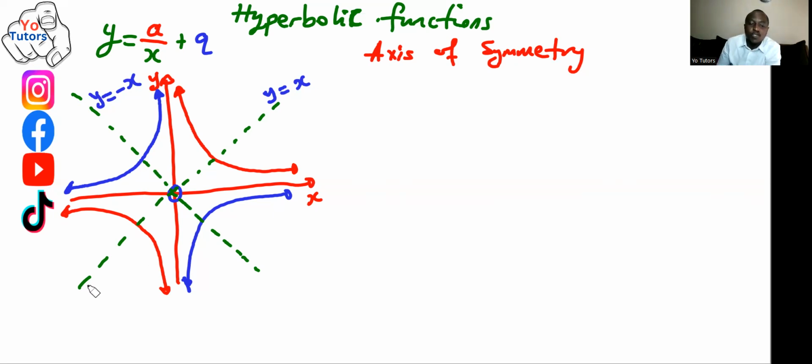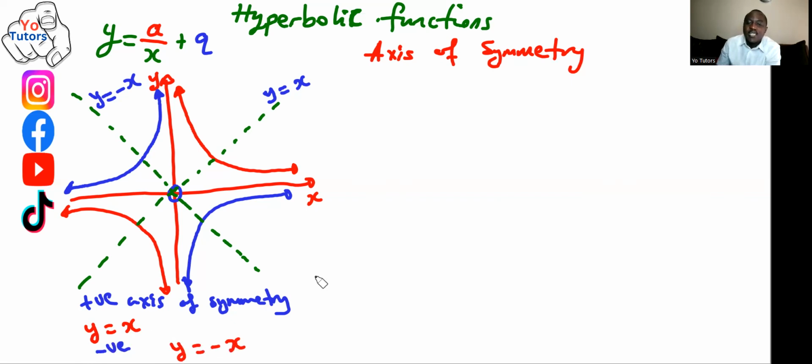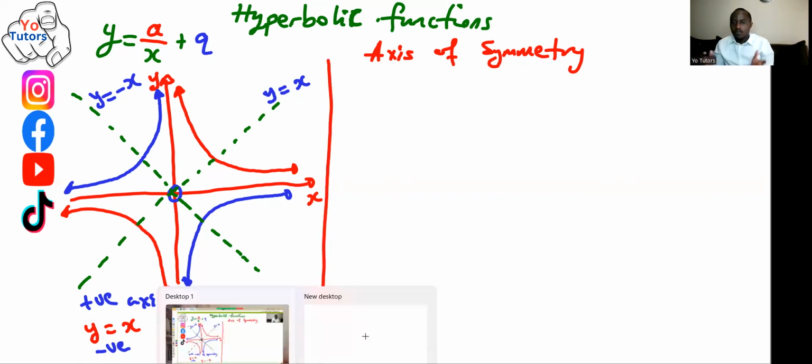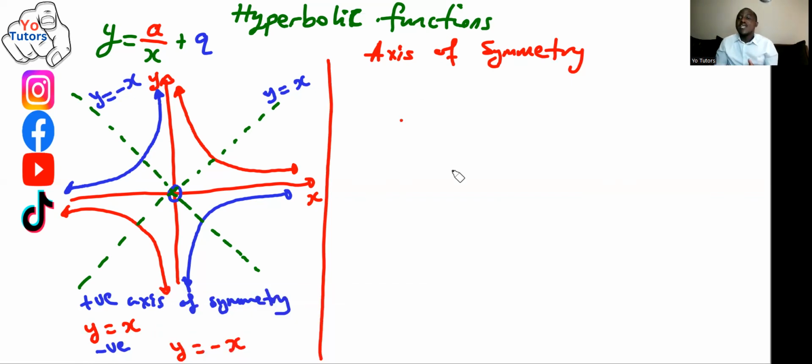So we've got the positive one, the positive axis of symmetry. This is the one we are saying is y equal to x. What about the negative? This is the one that we are saying is y equal to negative x. Then you are done. But now let's say you now have the q. We now bring in the q. If you are to bring in the q, what will happen now? How will your graph react?